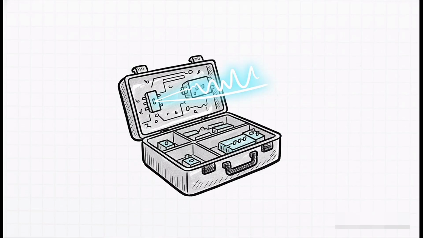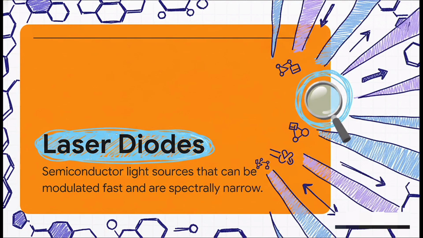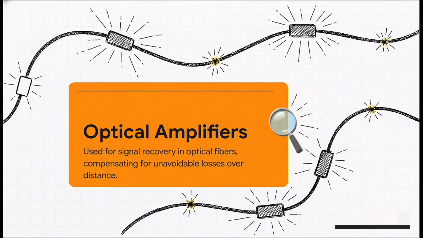Okay, so we can guide light now, but we need to create it, boost it, and encode data on it. That requires a toolkit. Everything starts with a source. Laser diodes are tiny devices that generate that first, precise beam of light. As the signal travels, it fades. Optical amplifiers act like booster stations to keep that light signal strong.